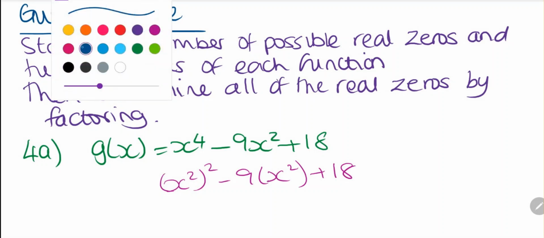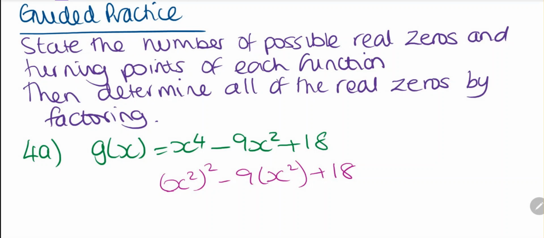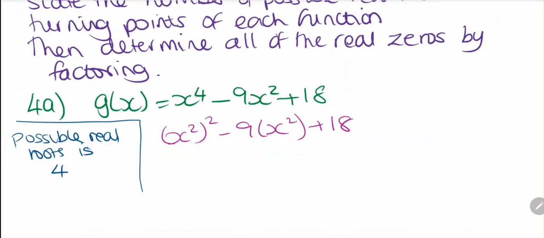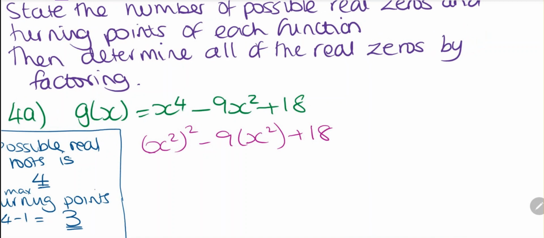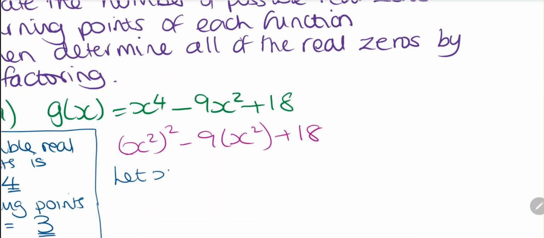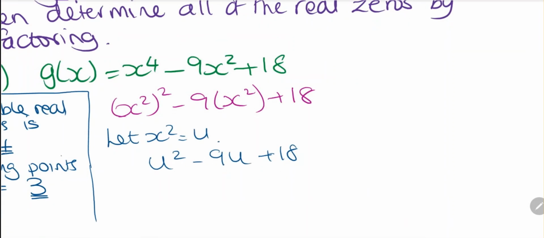Now the number of possible real roots, because this is an x to the 4, is going to be 4, and the number of turning points is the degree minus 1. So the maximum turning points will be 4 minus 1, which will be 3. So going back to our function, I'm going to let x squared equal u, and I'm going to replace. So this will leave me with u squared minus 9u plus 18. And I need to factor.